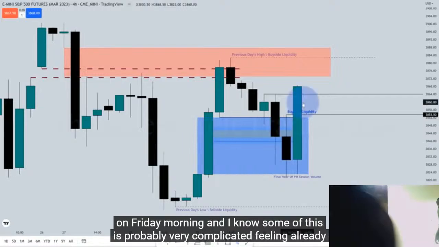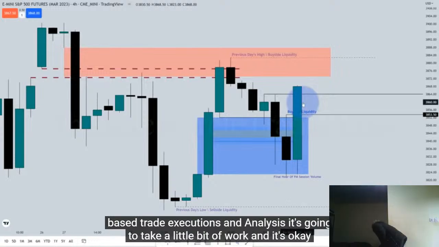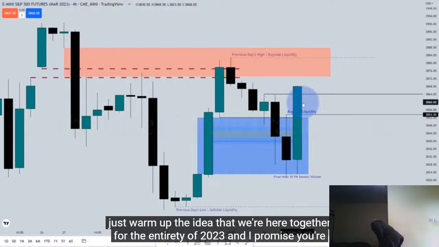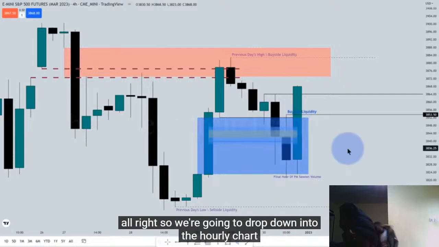And I know this is probably a very complicated feeling already, but everything's like that when you first get involved in it. If you want highly precision-based trade executions and analysis, it's going to take a little bit of work, and it's okay. Just warm up to the idea that we're here together for the entirety of 2023, and I promise you're going to get a good look. You have to show up every day, though, and take notes. All right, so we're going to drop down into the hourly chart.